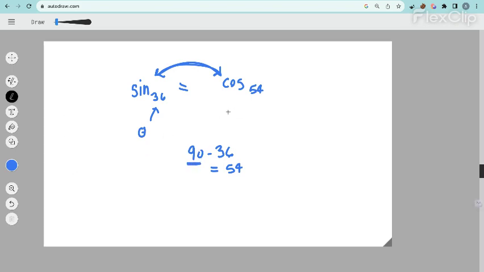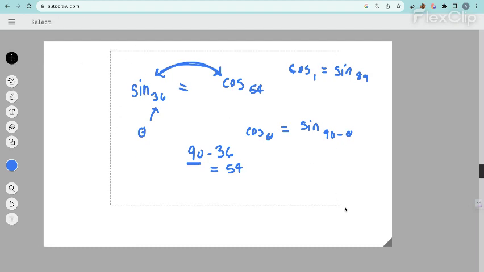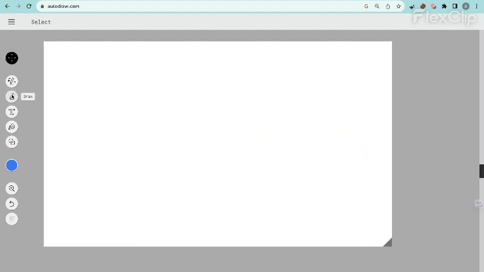So this works only with 90-degree angles. If cosine of something, then sine is always going to be equal to 90 minus that. This applies for anything. So cosine 1 is the same as sine 89. This pattern is very important for the SAT, and I believe there's a problem we're going to go over that shows this exact thing.